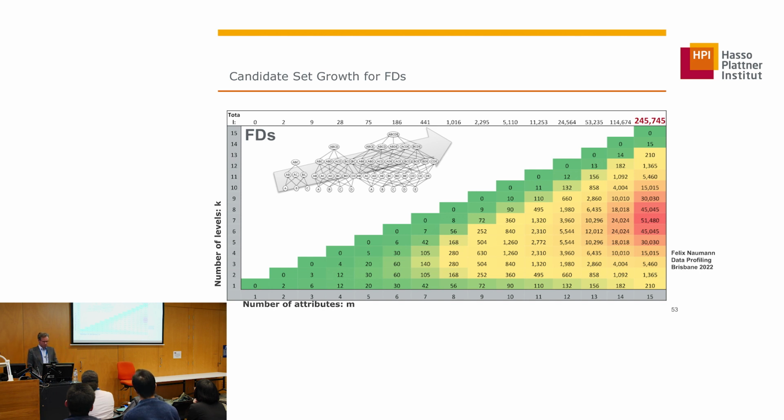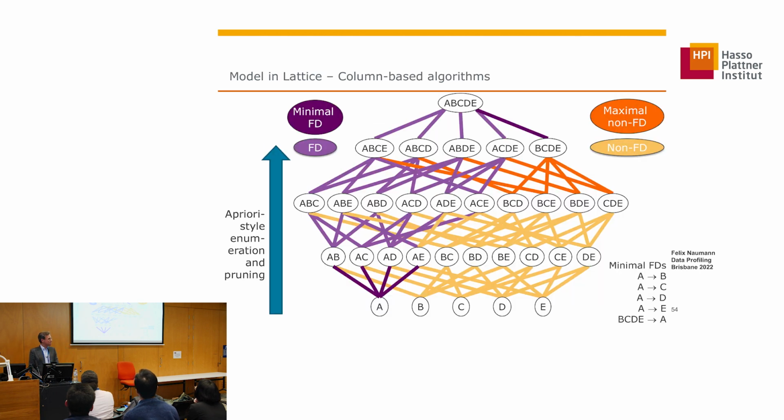The cool thing is, we can still use this lattice to model functional dependencies, so we don't have to learn too much new. The interesting thing is that the edges of the lattice reflect the functional dependencies, not the nodes. For instance, this edge right here asks the question, does A determine B? Or this edge right here asks, do A, B together determine E? Those are our candidates.